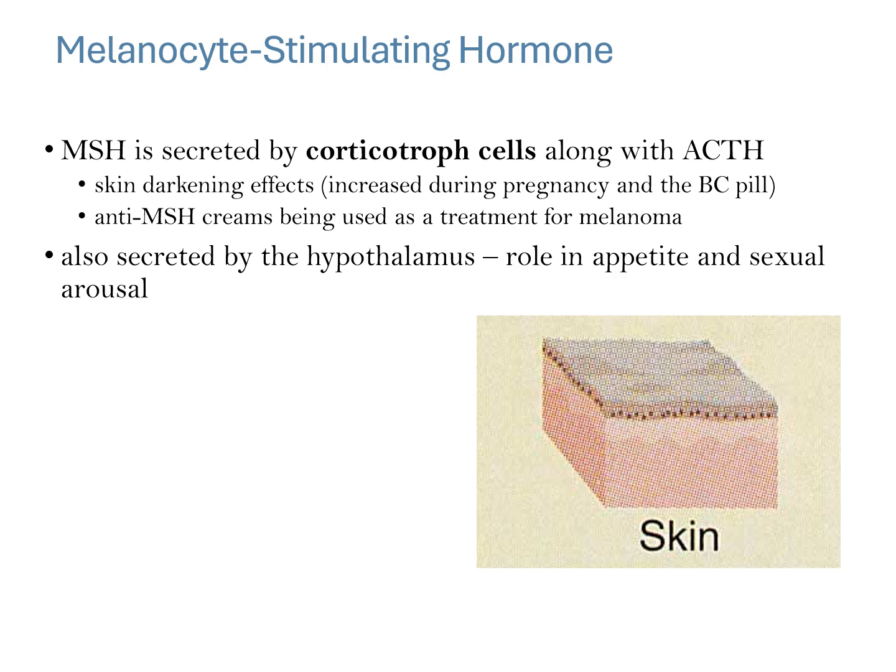Melanocyte stimulating hormone is also secreted by the corticotroph cells along with ACTH. It's actually not known a lot of what MSH does. It does have some skin darkening effects. This can be increased during pregnancy. This can also be increased in certain women that take the birth control pill.